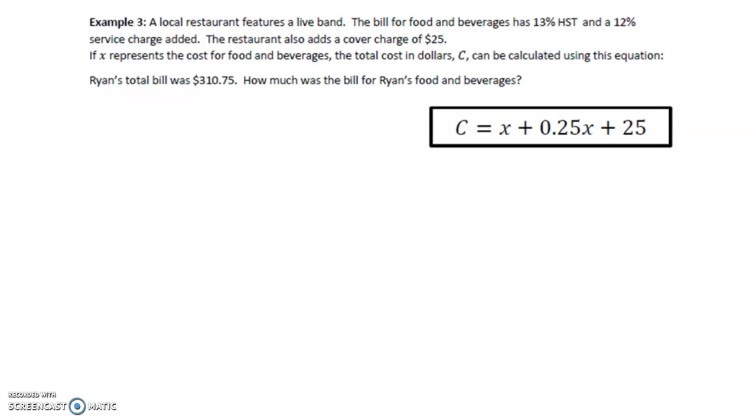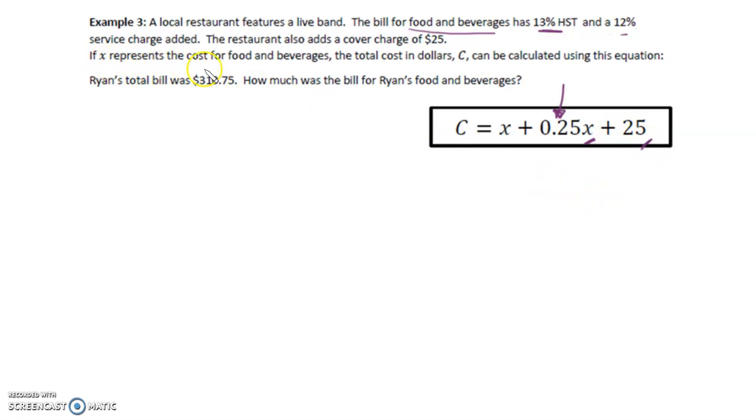Last question, example 3, a local restaurant features a live band, and the bill for food and beverages, okay, has a 13% HST and a 12% service charge added. So altogether that would be like 25%, okay, which we can see right here in the formula, 0.25 times whatever the bill is, right? x for the bill. The restaurant also adds a flat fee cover charge of $25. So no matter what the bill is, it's going to be plus 25.